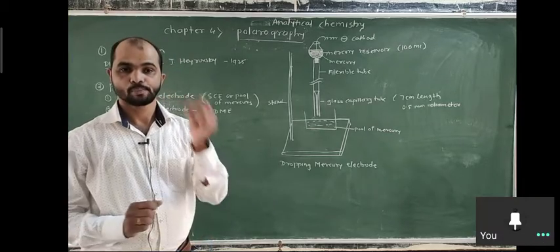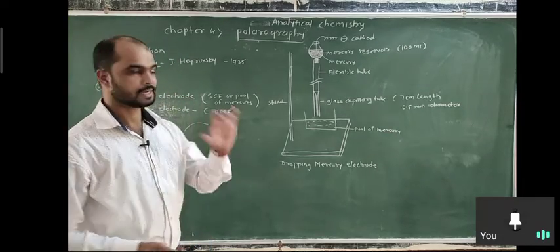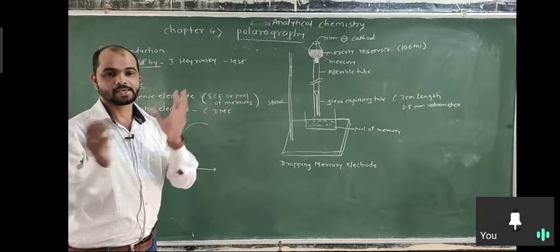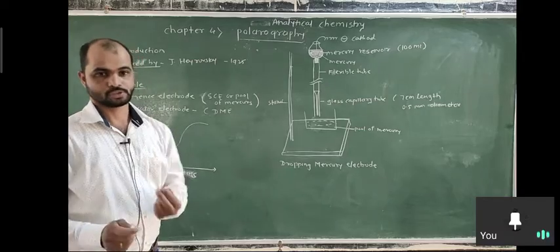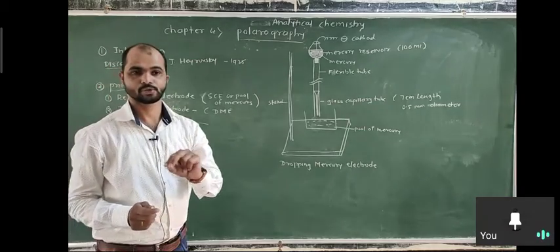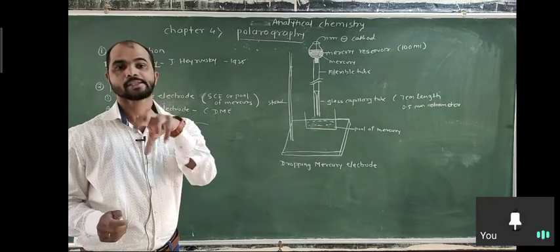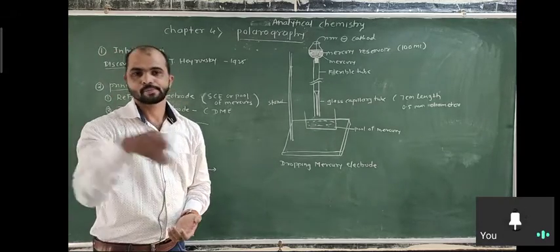we measure this potential on the particular electrode when current is passed. So in any cell, in any technique, suppose two electrodes are used, and when two electrodes are used, on one of the electrodes we measure the potential when current is passed.